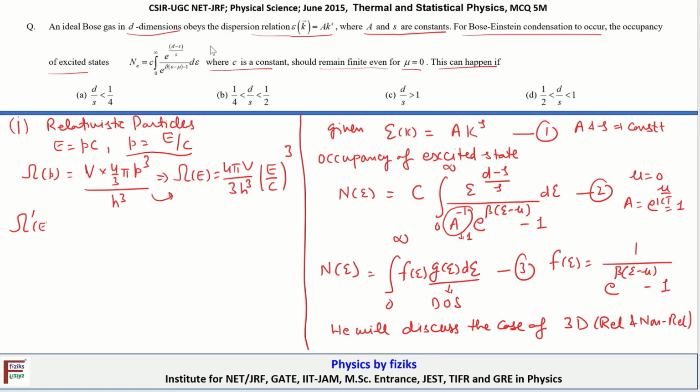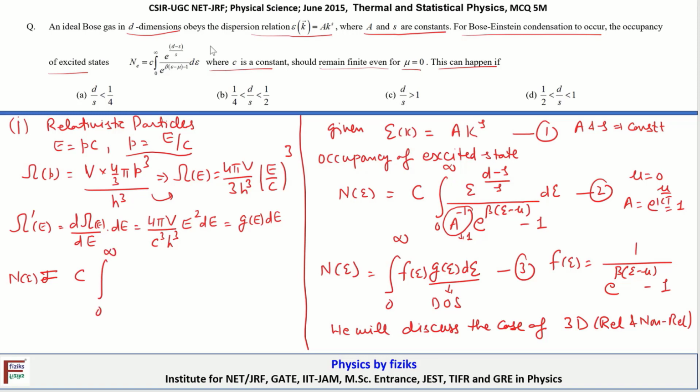Omega dash E is equal to d omega E upon dE into dE, and that is equal to 4 pi B upon C cube H cube E square dE. Okay, and that is nothing but GE dE. Okay, so therefore NE is equal to C from 0 to infinity.